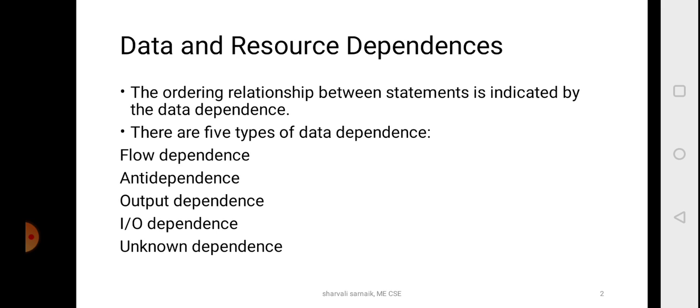In the last session, we have already seen the types of data dependency, and what hardware and software parallelism are. Just briefing out what we learned in session 1: we have seen data and resource dependency. The ordering relationship between statements is indicated by data dependency, and there are 5 types of data dependency: flow dependency, anti dependency, output dependency, input-output dependency, and unknown dependency. So these are the 5 types we have already seen in the last session. Just go through the last session for detailed understanding.